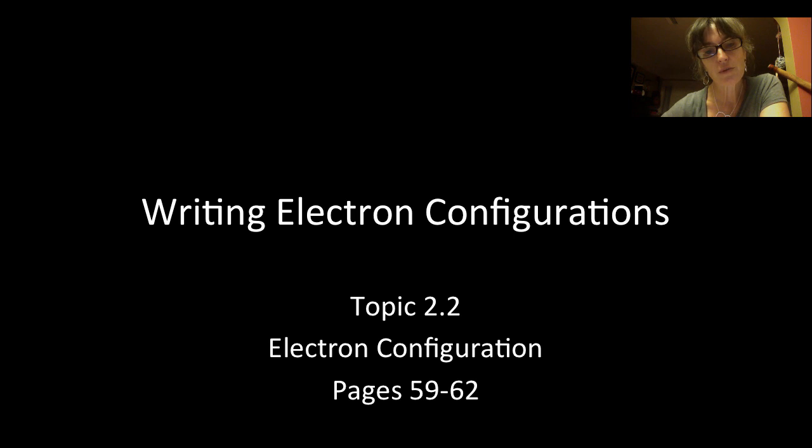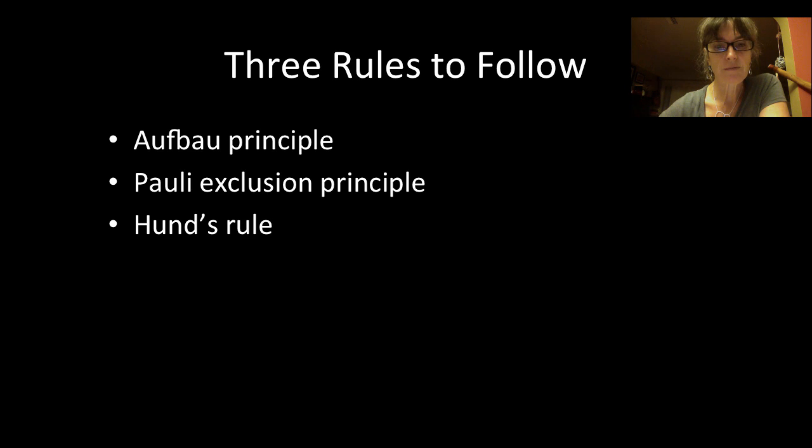This is topic 2.2 in your textbook, pages 59 to 62. There is much theory behind writing electron configurations, but in this tutorial we'll just talk about writing the configuration itself.